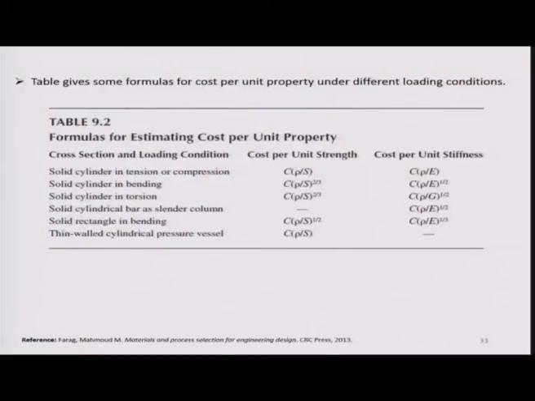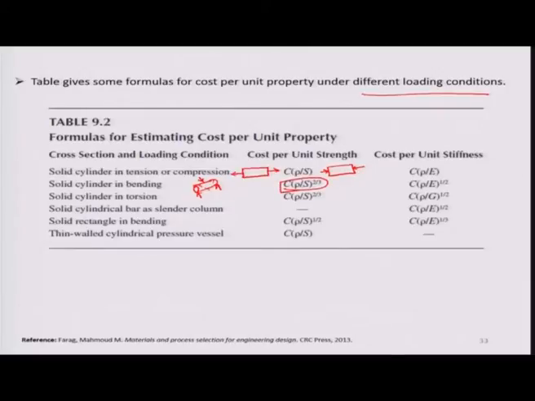Now, these are some standard formulas for cost per unit property calculation using different loading conditions. Suppose that there is a solid cylinder in tension or compression. Solid cylinder in tension and compression means this is the cylinder, and if you are applying a load like this, that is tension, and like this, that is compression. Solid cylinder in bending: here you are applying a load so that it will get bent. So, cost per unit strength will be this one.